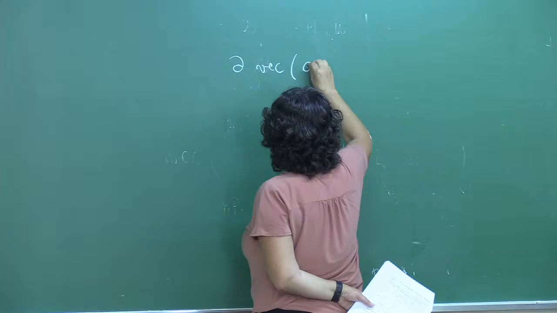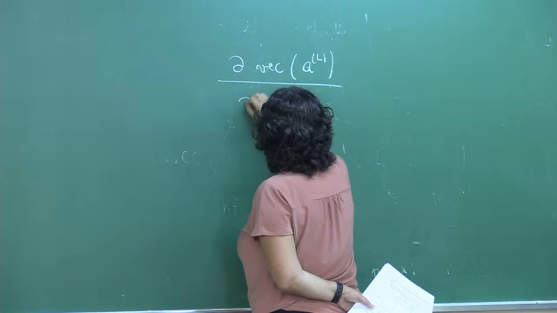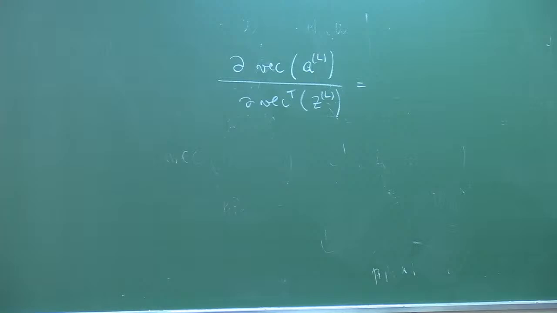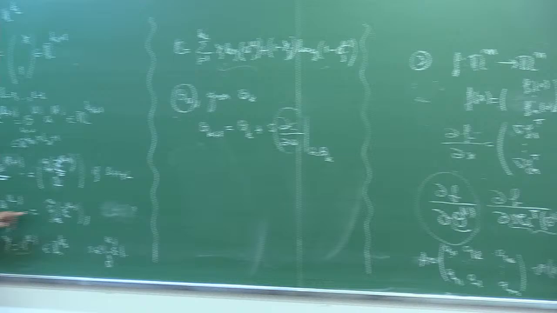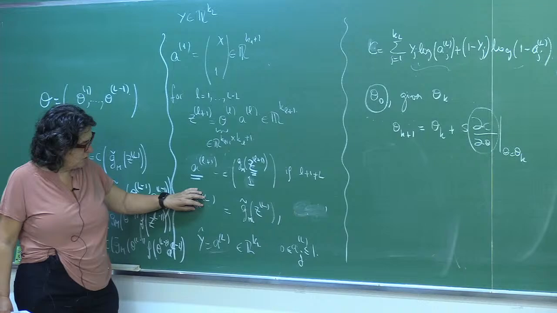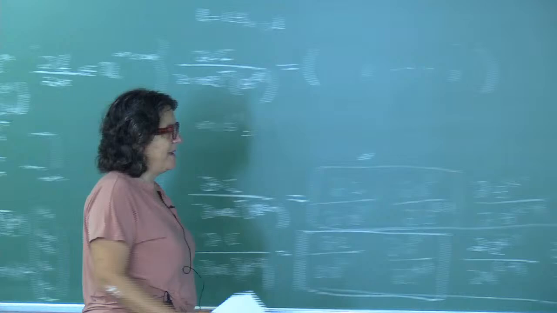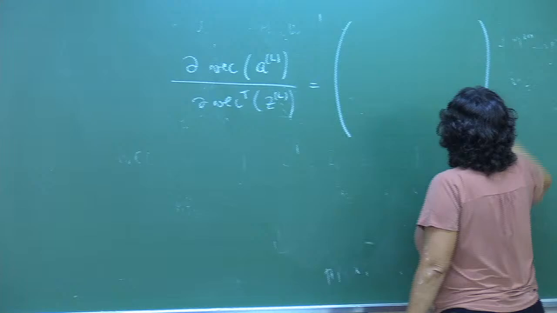Suppose I want to do the derivative of vec of A^L with respect to vec transpose of C^L. Well, this is a vector, and this is a vector. We saw that to do this derivative, I had to take the first coordinate and do the derivative with respect to all the C. Then this is going to be a matrix that has here the dimension of A, and here the dimension of C, that is the same.